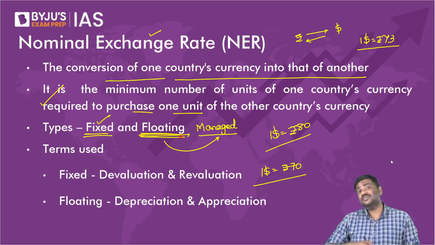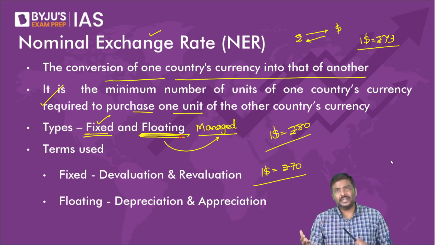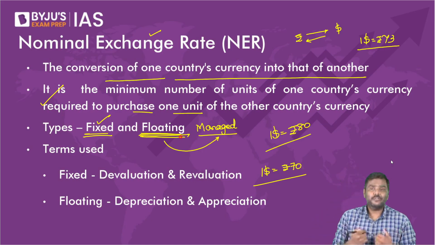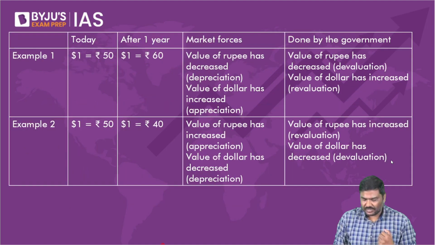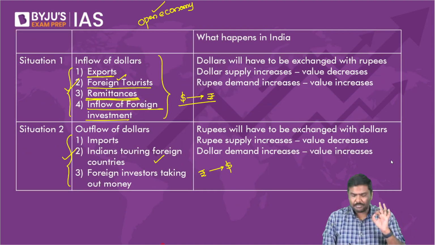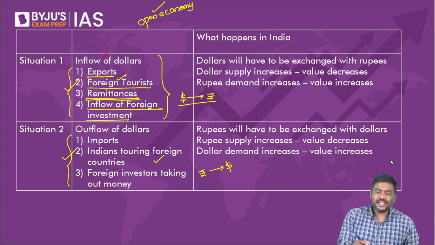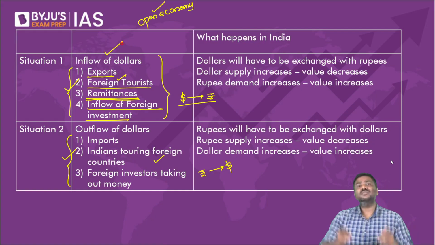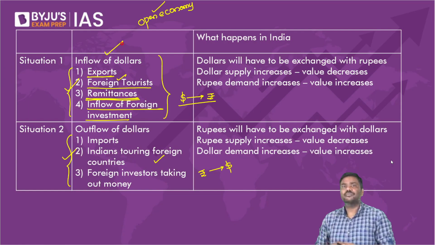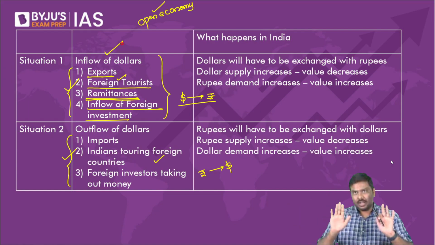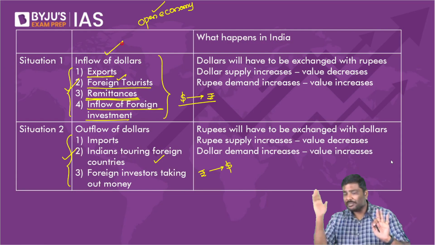Come to the second one, floating exchange rate. This is very famous. India follows a type of floating only. Now, what do you mean by floating exchange rate? Let me start with a very simple idea. Come to this table again. Let's say suddenly the dollars will start flowing into India. Now, connect the dots.